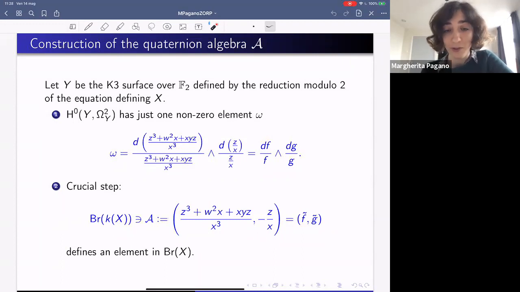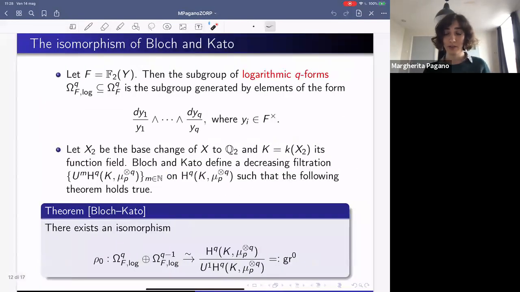And so this quaternion algebra A seems to be strictly related to the one non-zero element in this H0 of Y, omega 2 Y. So now the question is why there is this relation between what happens in characteristic 2 and what happens in characteristic 0. And the bridge between characteristic 2 and characteristic 0 is given by a result proven by Bloch and Kato.